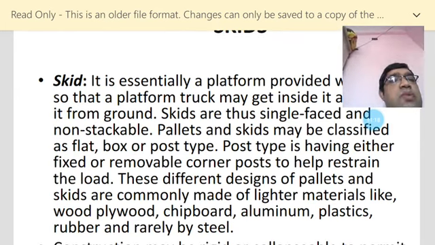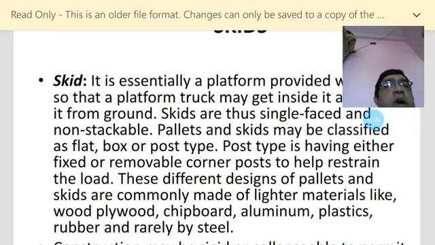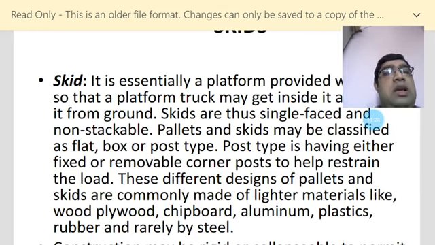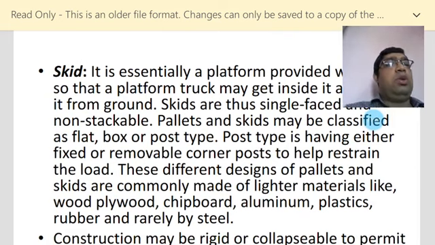The post type has either fixed or removable corner posts to help restrain the loads. Basically this is required to restrain the loads, and a few box types will also be there.